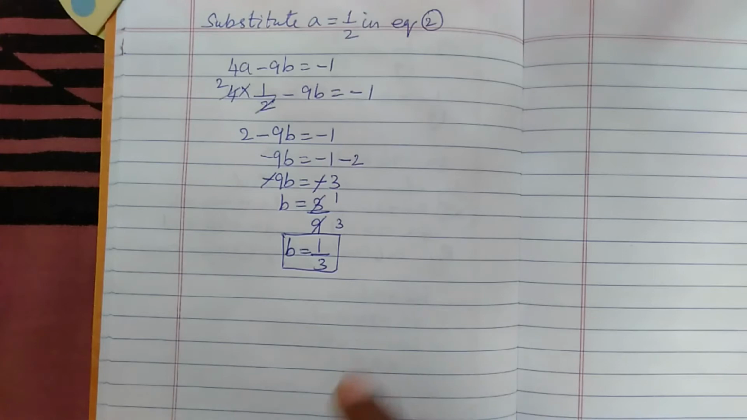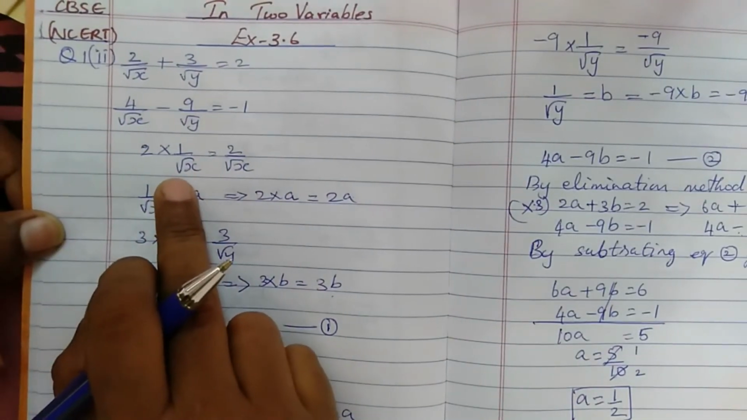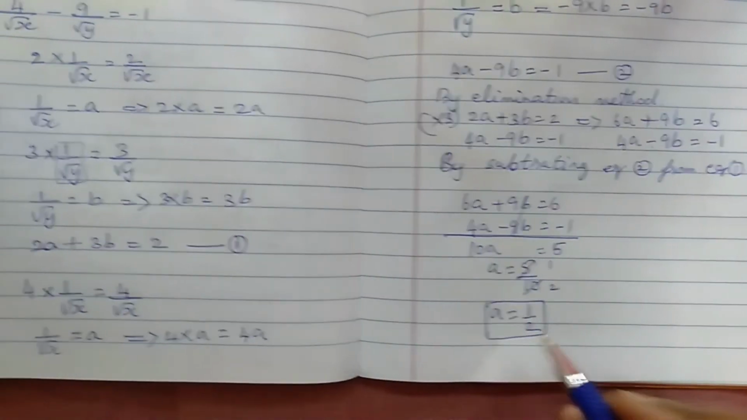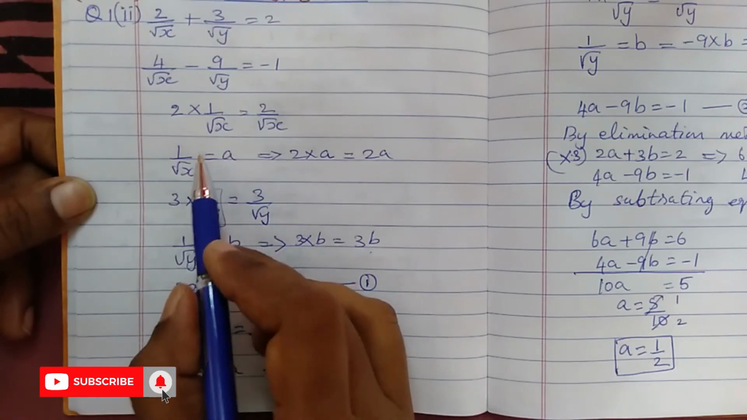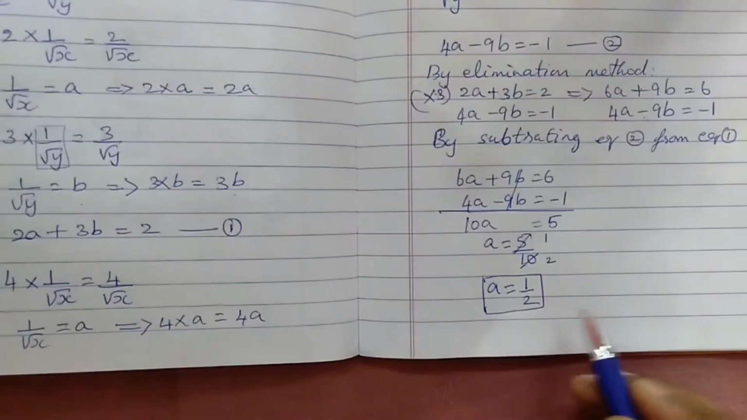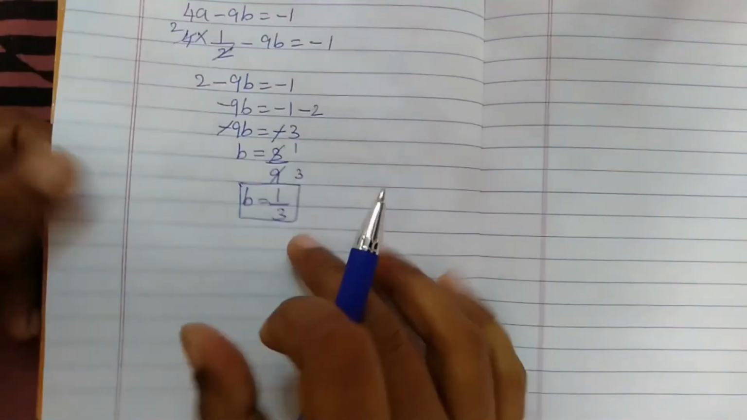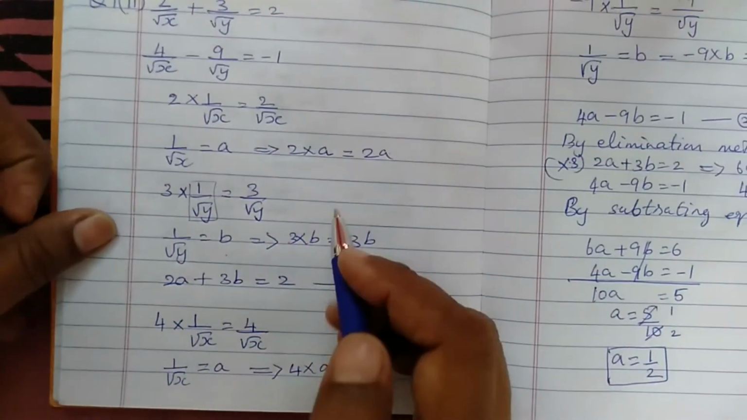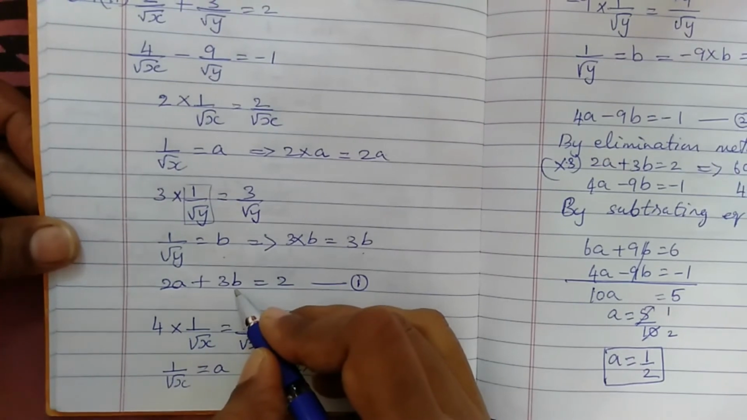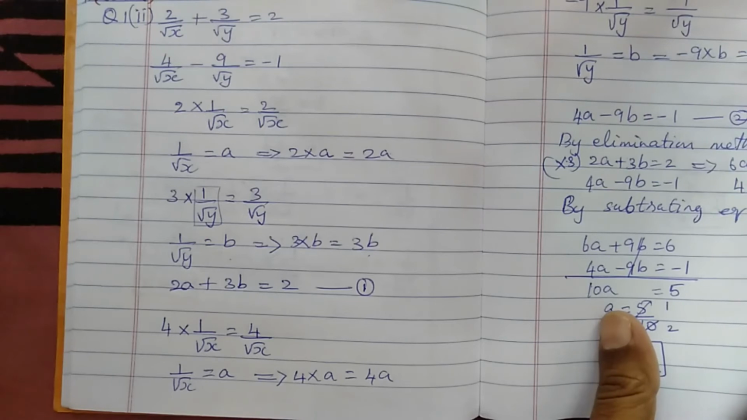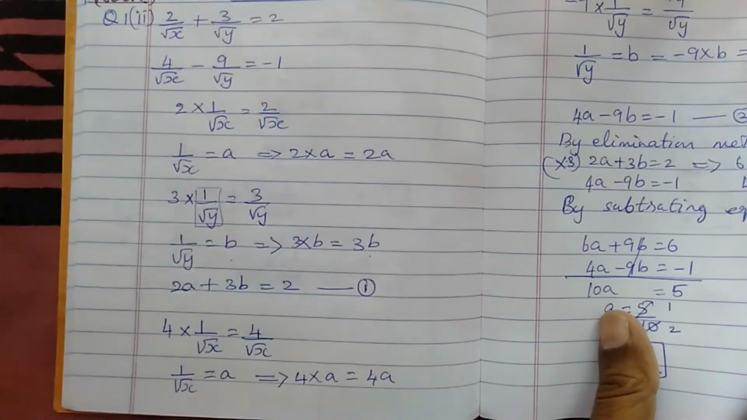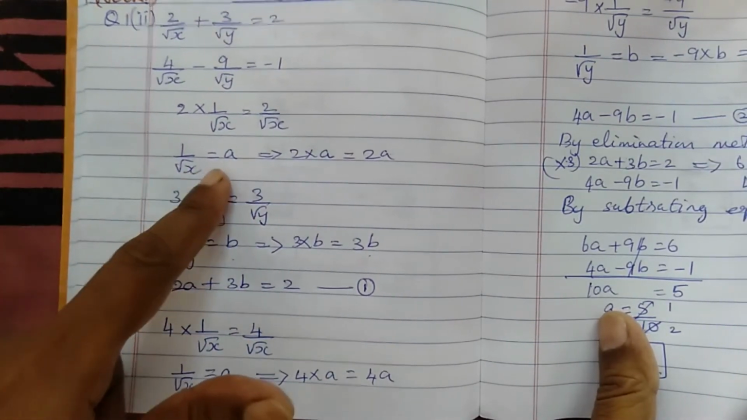Now it's not all over. We still have to find the value of x here. See, we have found the value of a. What is a? 1 by root x is a. But we need to find the value of x actually. So we have found the value of b here. It is 1 by 3. But we need to find the value of 1 by root y. So what we need to do? We can replace this value of a here and then cross multiply it to find the value of this.